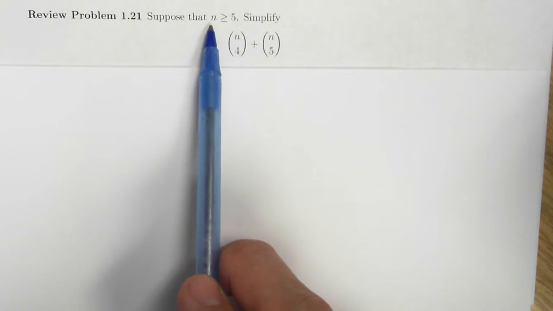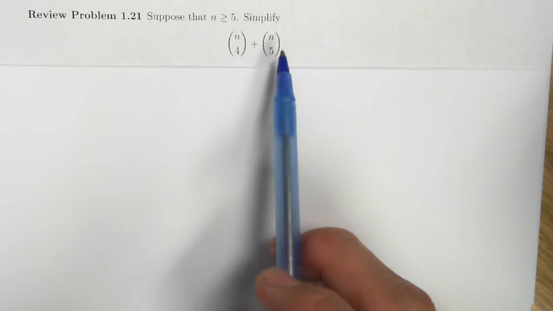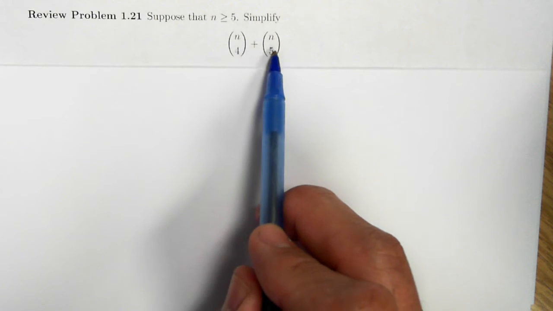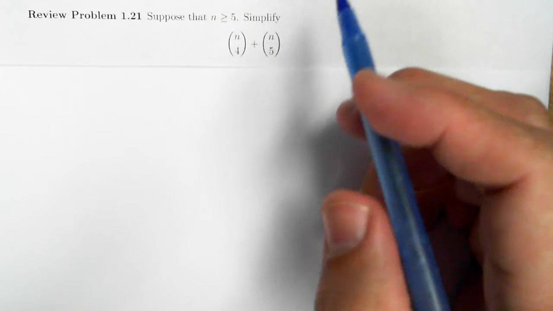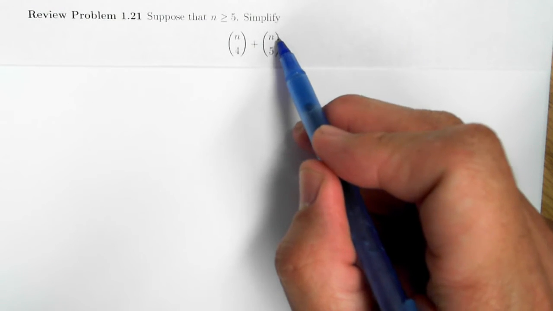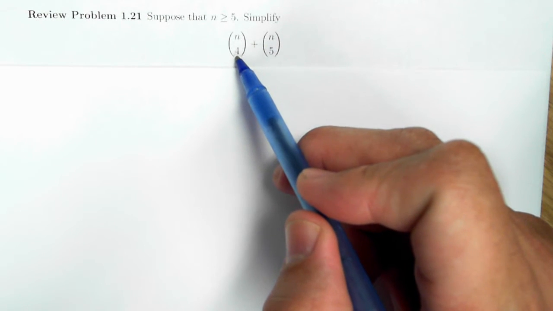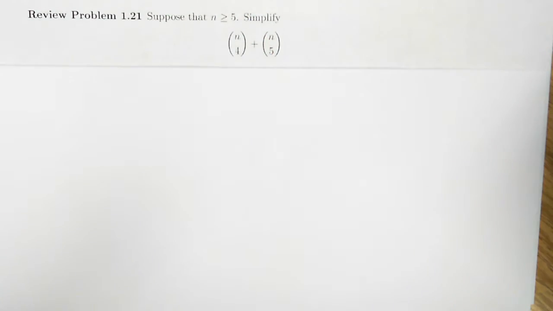And before I get too far, this n greater than or equal to 5 is important because when you have a binomial coefficient, the column number has to be greater than or equal to 0. Also, the row number has to be greater than or equal to 0. Also, the row number has to be greater than or equal to the column number. So here I need n to be greater than or equal to 5. I also need n to be greater than or equal to 4. That's redundant if n is already greater than or equal to 5.